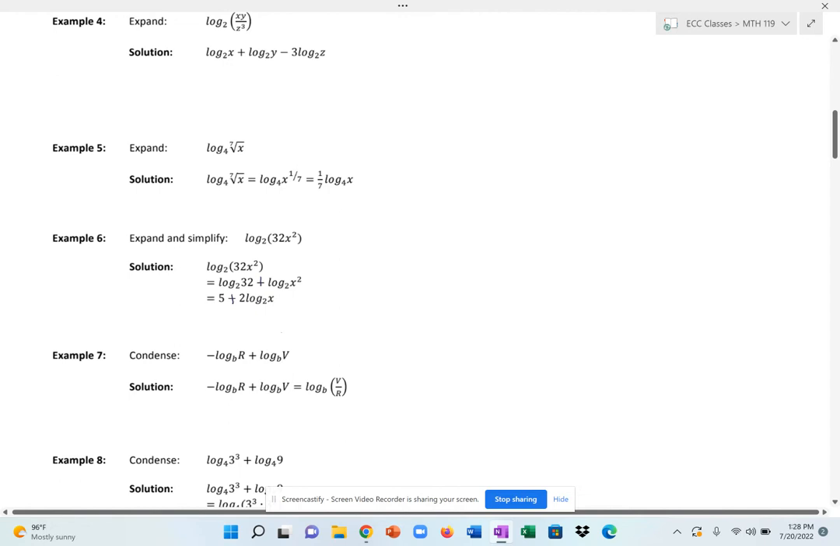Okay, for number 7, again, I'm going to use one of the laws, but this time I'm using the quotient law. Remember, here I have negative log base b of r plus log base b of v. So typically when we have an addition, we use the product law, but this could actually be rewritten differently because of that minus in front. This is equal to the log base b of v minus the log base b of r, which means quotient law applies. It's log base b of v over r.